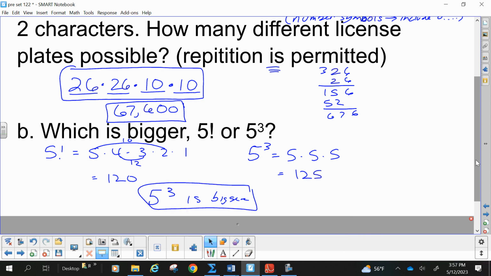Okay, now if you would get out your book and the sub will hand out the problem sets, you're going to turn to page 122. Work for the rest of the period.